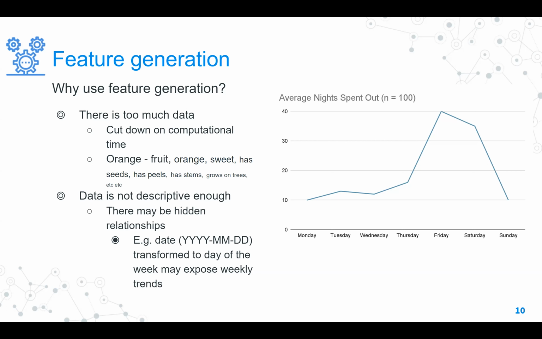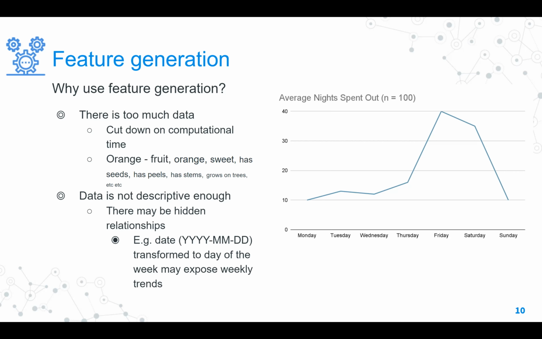And one other very important aspect is that sometimes our data isn't descriptive enough, and there are hidden trends that we're able to pull out if we combine our features together or generate a new feature. So an example here would be time series data. I'm sure everyone has heard about time series data, where it's formatted in years, months, days, maybe hours, minutes, seconds.